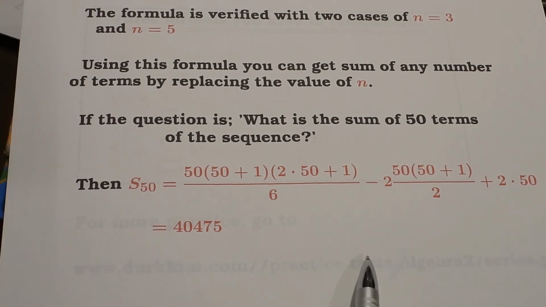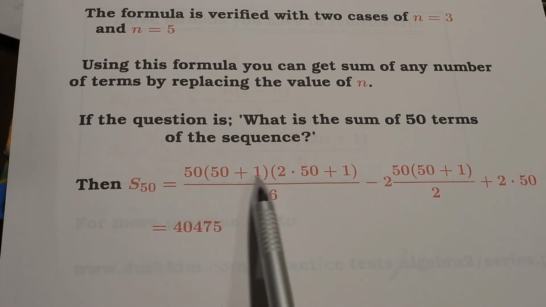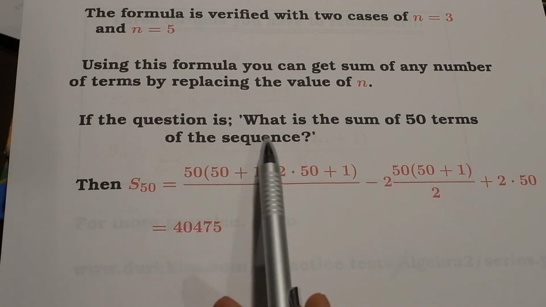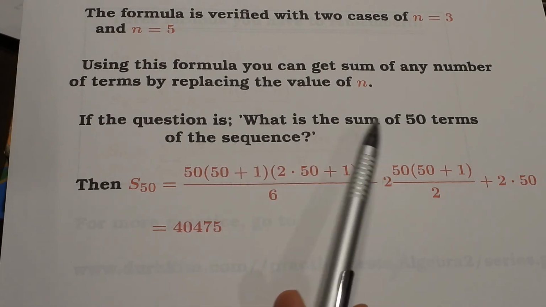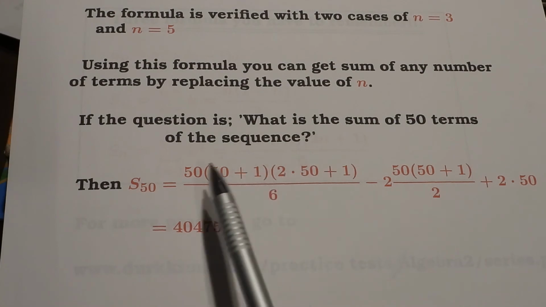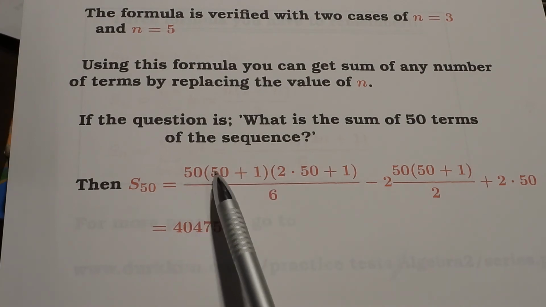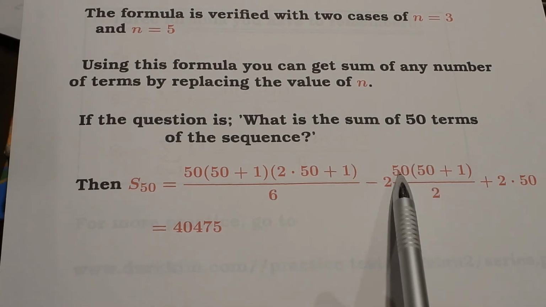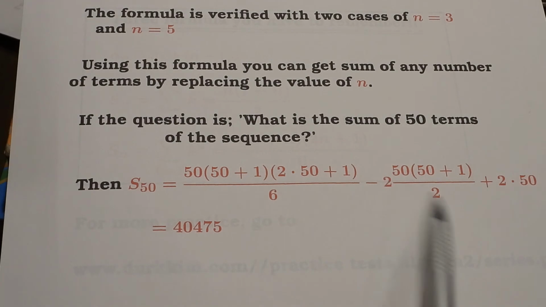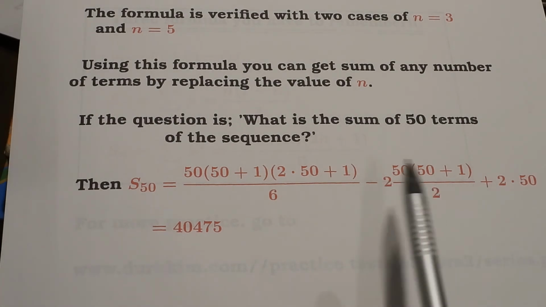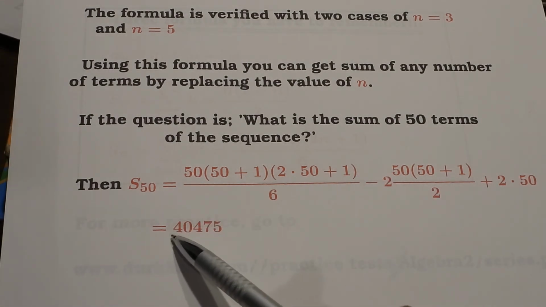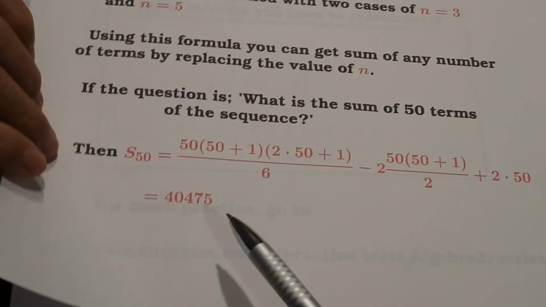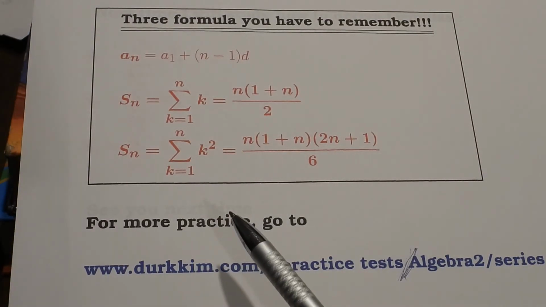Okay, once we have that, we can handle the sum of any number of terms. So for example, if they ask you what is the sum of 50 terms of the sequence, then you just replace n by 50. 50 times 51 times 101 divided by 6. 50 times 51 and 2 cancel out, and then you add 2 times 50. In this case, it will turn out 40,425. Okay? We practice.